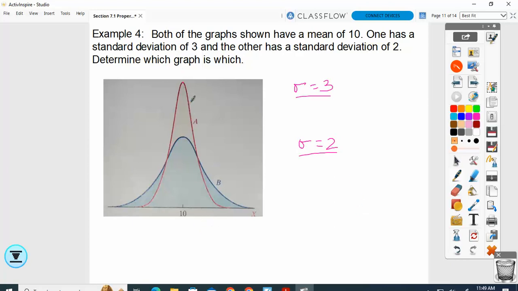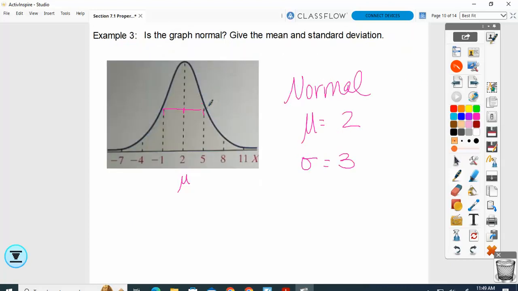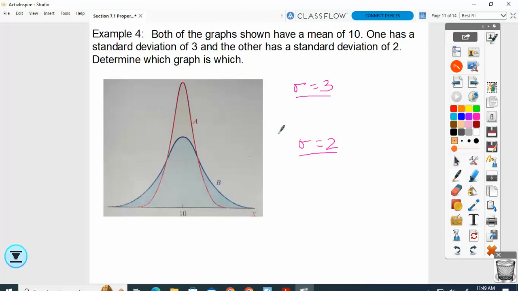Remember, standard deviation is how far it is from the center to essentially where your graph kind of switches direction, when it kind of curves out like that. We could also think a bigger standard deviation would do what to your graph? Make it wider, okay? And that would stretch it, basically it's going to get wider and shorter. So the bigger standard deviation would have to be B because it's shorter and wider. The smaller standard deviation would have to be A.